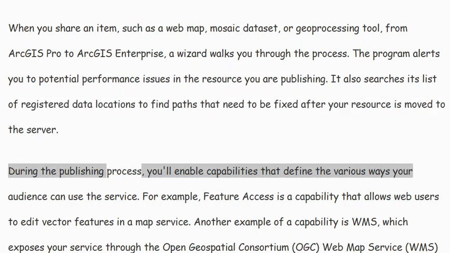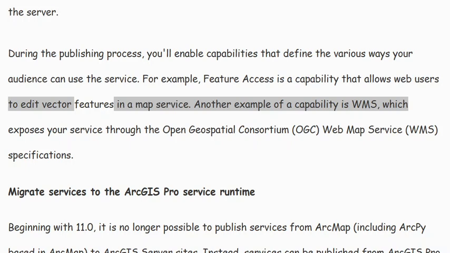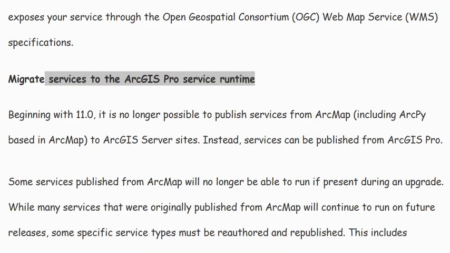During the publishing process, you'll enable capabilities that define the various ways your audience can use the service. For example, Feature Access is a capability that allows web users to edit vector features in a map service. Another example of a capability is WMS, which exposes your service through the Open Geospatial Consortium (OGC) Web Map Service (WMS) specifications.